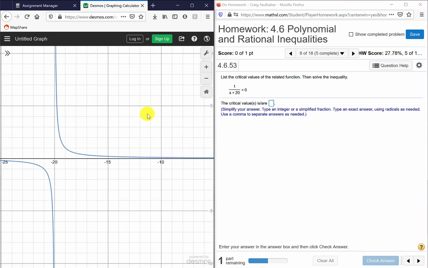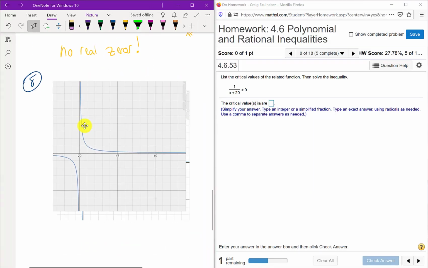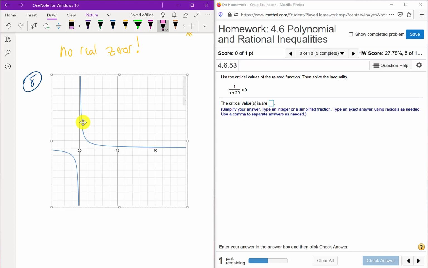But here is what our function looks like. What the question is asking is, for which x values is this function greater than 0? So I'm going to take a screenshot of this thing. I'm going to paste it right here so that I can draw on it. And if we're wondering where this graph is greater than 0, that means where is it above the x-axis? That is for this entire piece of this function right here.